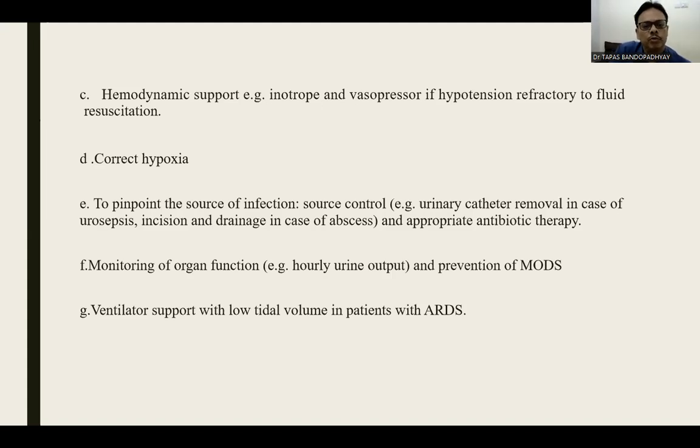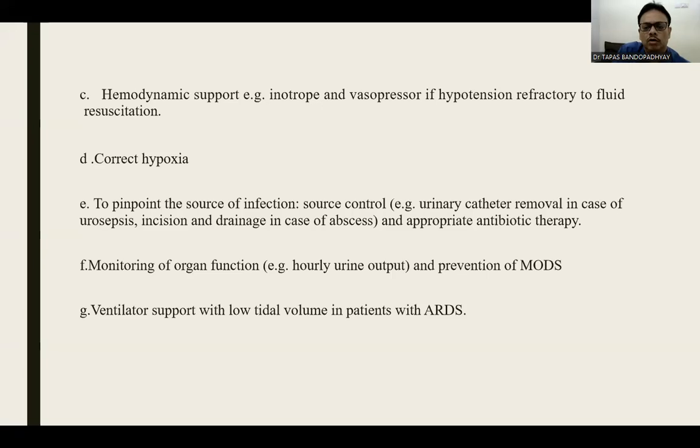methods. To pinpoint the source of infection, like source control, if there is a urinary catheter, for example, you need to remove or change the urinary catheter. If there is an abscess, you need to call the surgeon for incision and drainage of the abscess, and you start antibiotic therapy, or you can change the strategy of giving antibiotic therapy from the previous one, or you can de-escalate after the drainage of the abscess.